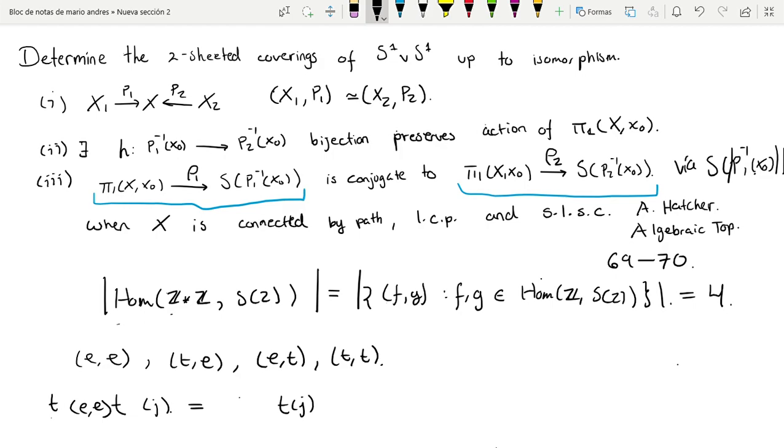So we need to see how this acts. This is another morphism, of this type.